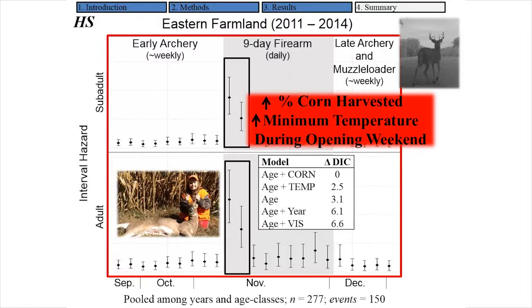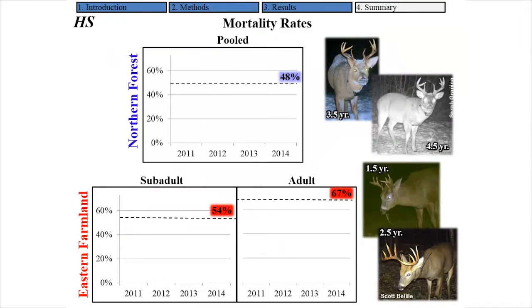So now starting to think about these hazards, combining them across the year, thinking about them as far as cause-specific mortality goes. As I said, we didn't have evidence that overall mortality varied. So you get 48%, nearly half of the bucks died during the hunting season in the northern forest. Eastern farmland, about the same rate for our sub-adults, but because hunters are probably targeting those big ones, two-thirds of the bucks dying during the hunting season. So really high mortality rates combined across this period from September to January, just one year, two-thirds of the bucks are dying. Look at what's killing them.